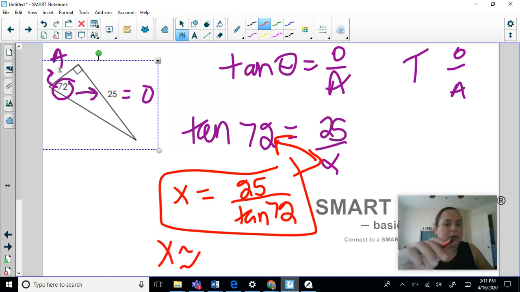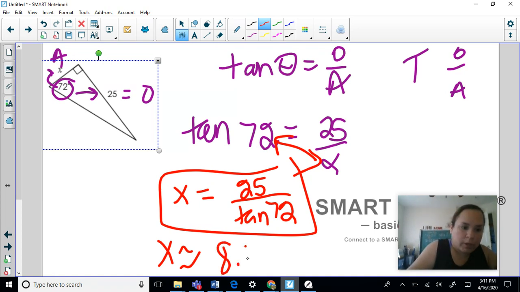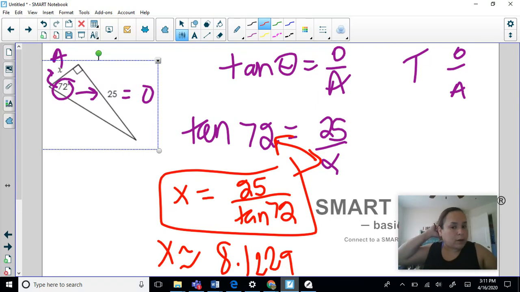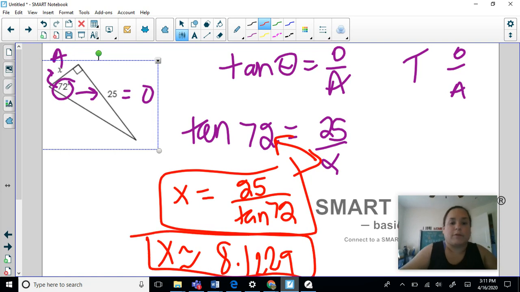And when you plug that into your calculator, tangent of 72, we get 8.1229, or if you round it up, 8.123. Okay, or if you chunk it, just 8.1229.